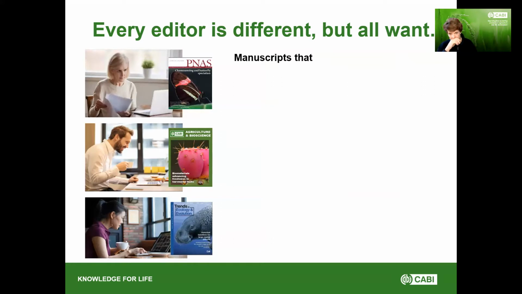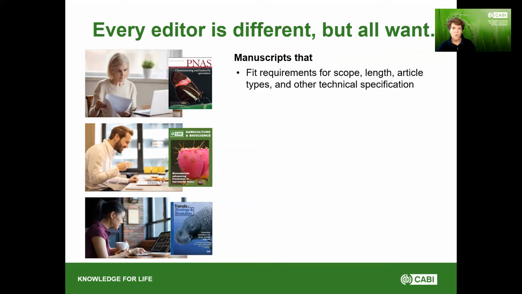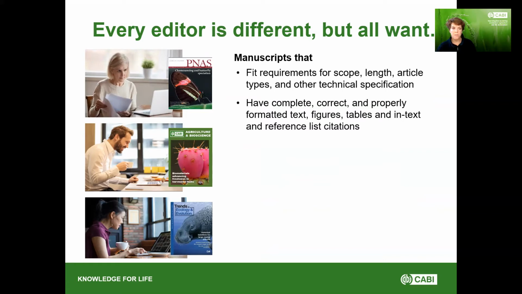So, while every journal is different and every editor is different, all editors want manuscripts with some similar characteristics. They want manuscripts that fit the requirements of the scope, length, article type, or other specifications. So again, you need to make sure that your manuscript fits all those as listed in the instructions to authors, that they have complete, correct, and properly formatted text and tables and citation lists. An editor can eyeball those things, can look at a manuscript and very quickly assess, is it in the correct format required by that journal. They want manuscripts and cover letters that are clearly written and free of errors.